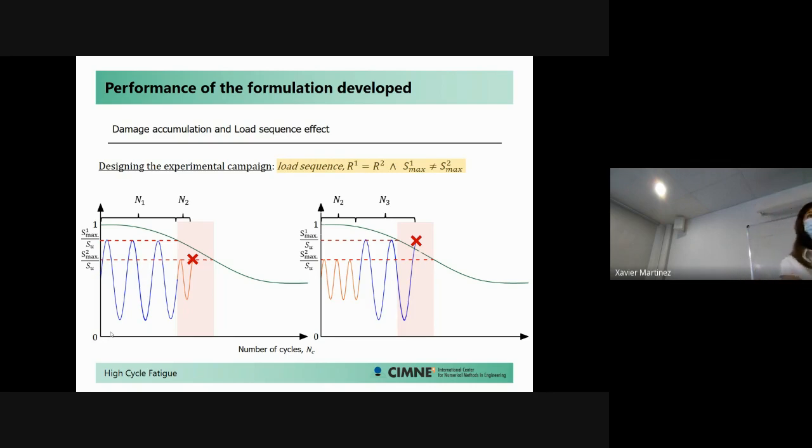Why? Because if you use the Miner law, as I said, you are not going to predict correctly. With the Miner law, assume you start with the highest amplitude and then you go slowly, applying the blocks of loading, decreasing the amplitude of the load. If you change that order of loading, it's known that the Miner rule does not predict the damage accumulation correctly.